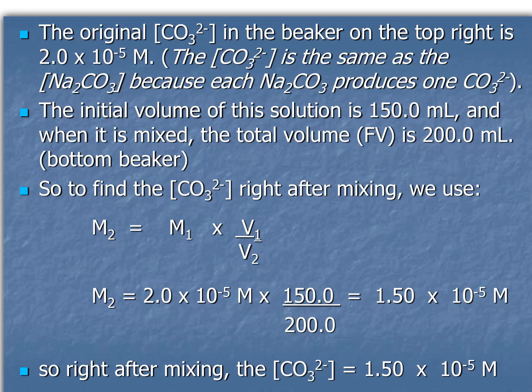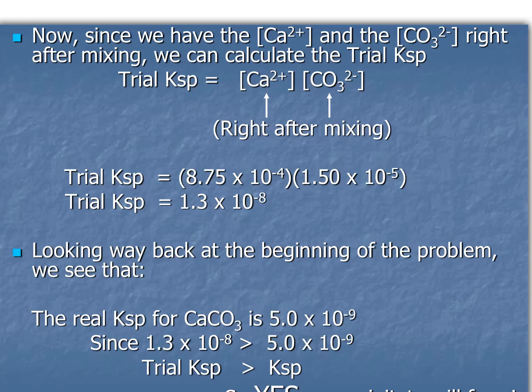And I get a final molarity of 1.5 times 10 to the negative 5th. So it was initially 2.0 times 10 to the negative 5th. Now it is 1.5 times 10 to the negative 5th. This is my concentration upon mixing. This is what I will be plugging into the trial Ksp to compare for my Ksp.